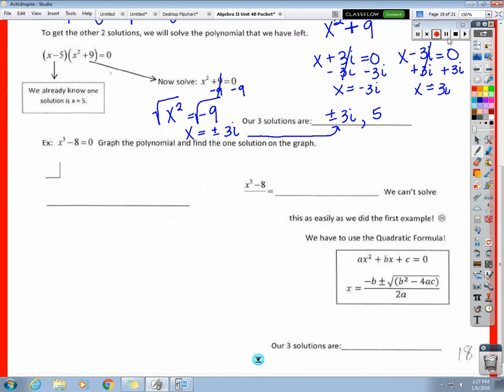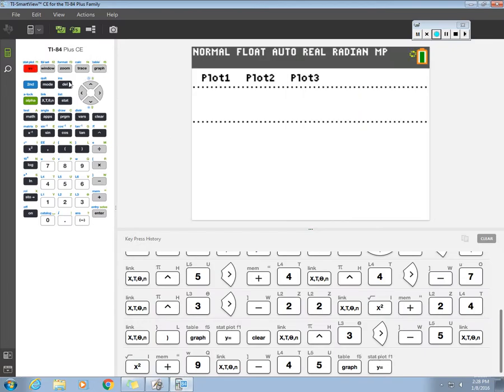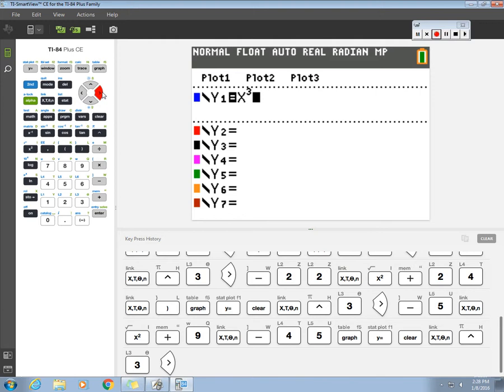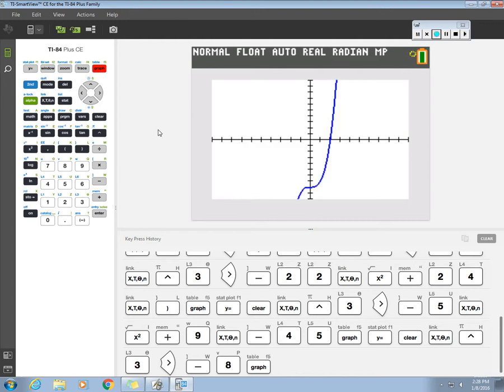x cubed minus 8 equals 0. Graph the polynomial and find the one solution on the graph. Okay, so first let's graph it. x cubed minus 8. Now, before we even see the graph, how many solutions should it have? 3, because it's cubic. But when we graph it, we only see 1. So the other 2 are imaginary. Where is the one real solution?